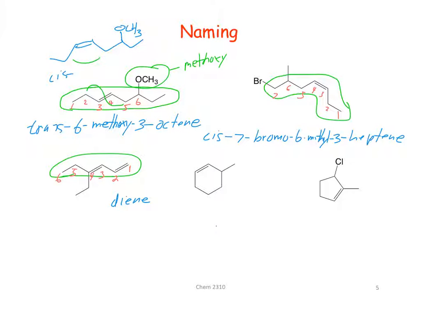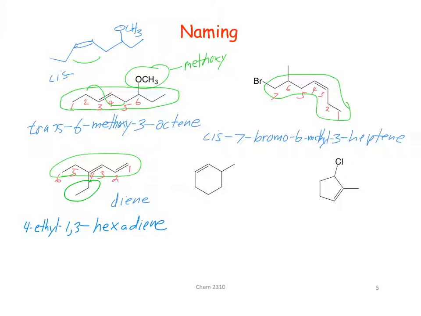So this is going to be called a hexadiene, with the double bonds at positions 1 and 3. So this is hexadiene, and it's a 1,3-hexadiene. Now it has one substituent here, so it has an ethyl group, and that's going to be at position 4. 4-ethyl-1,3-hexadiene.